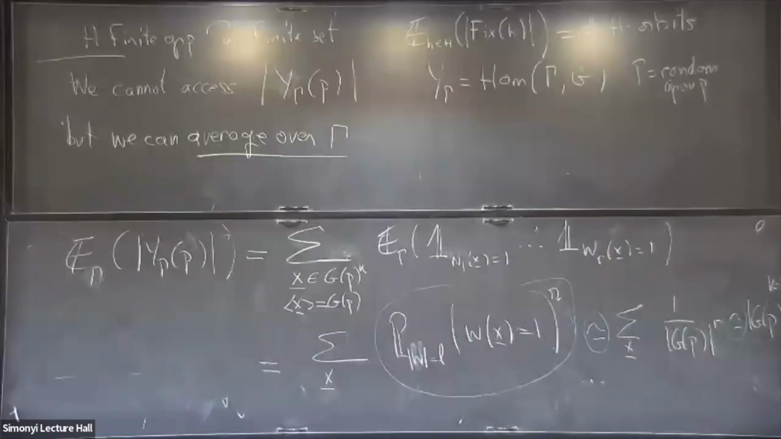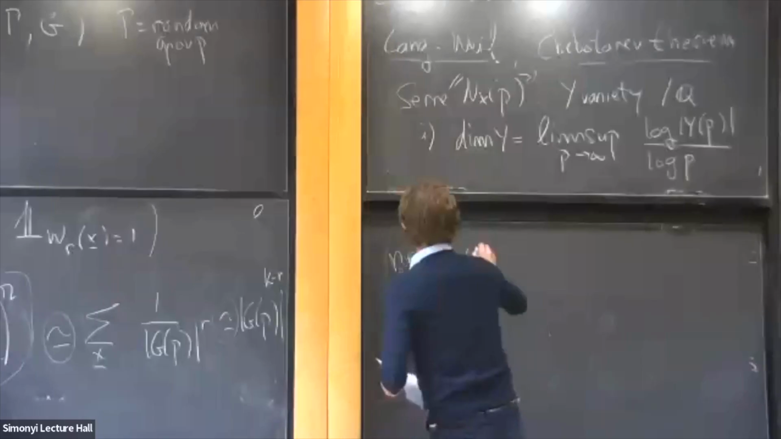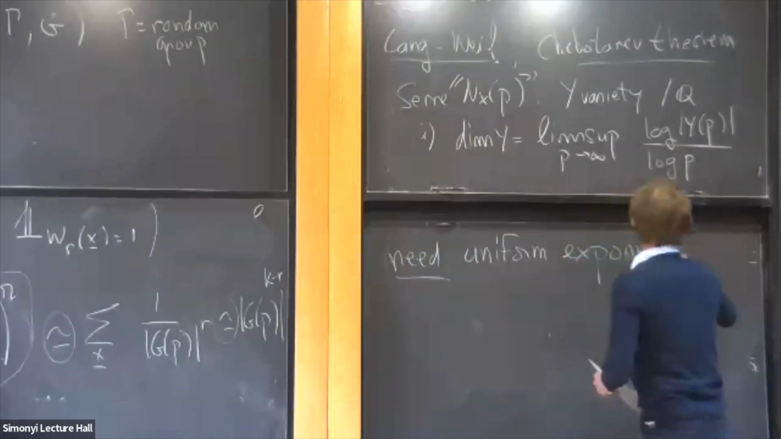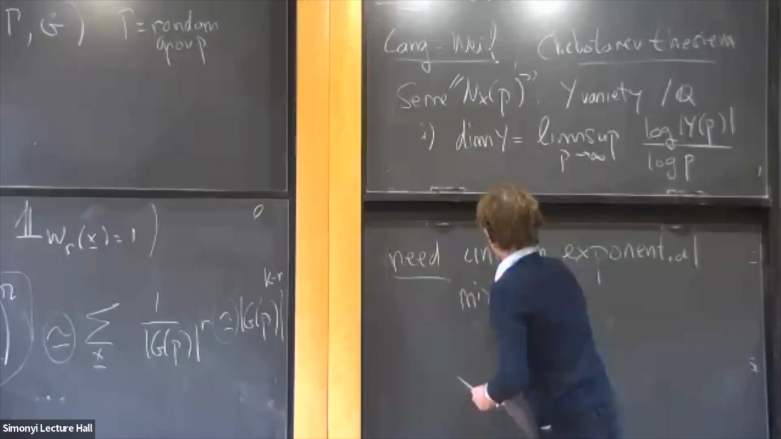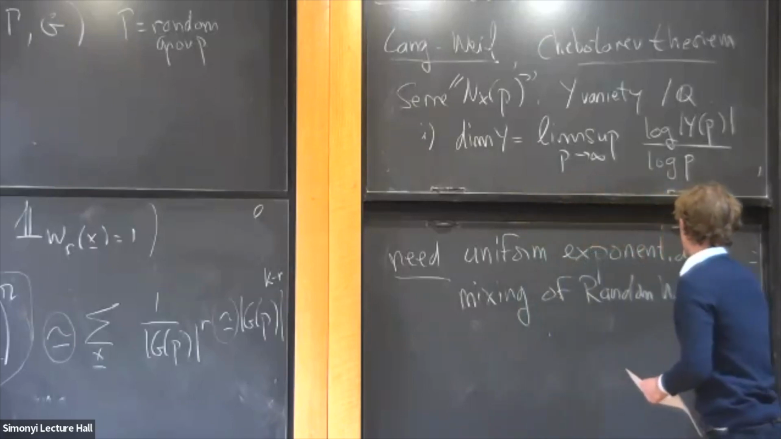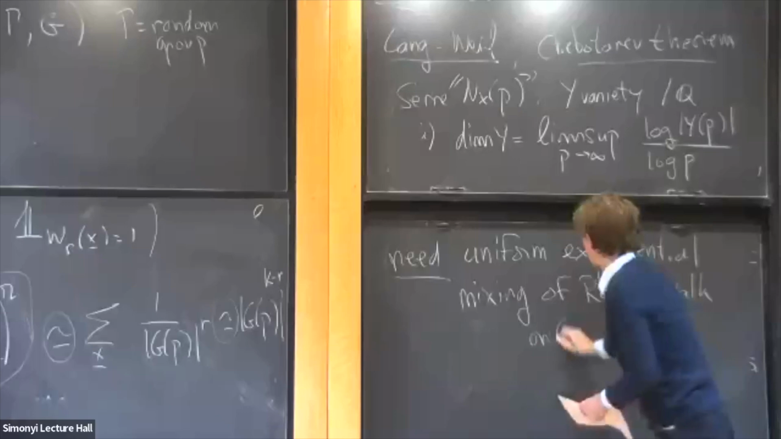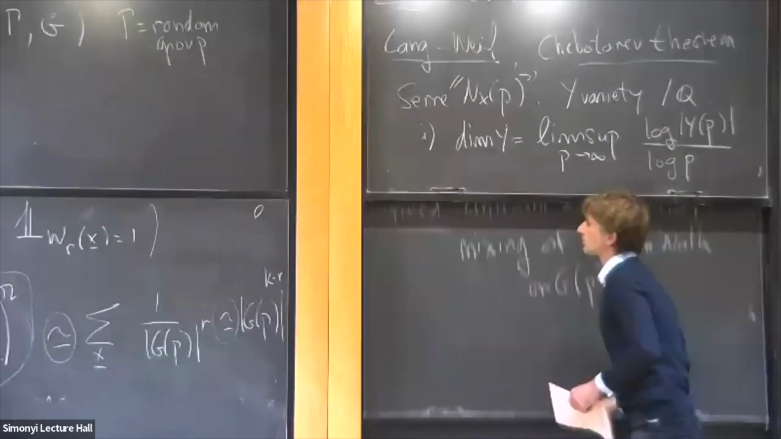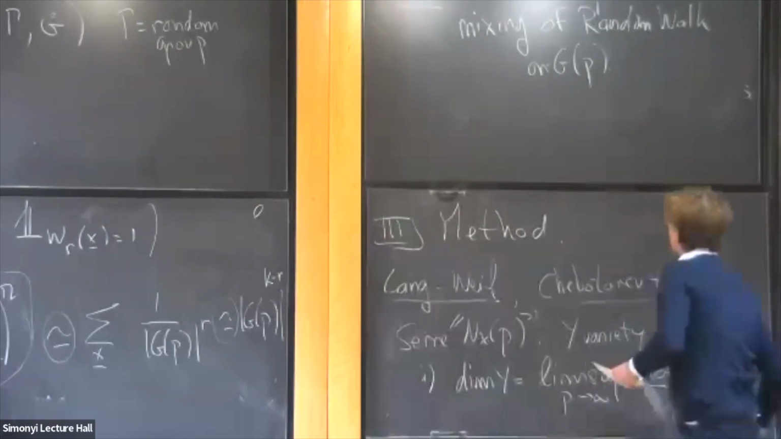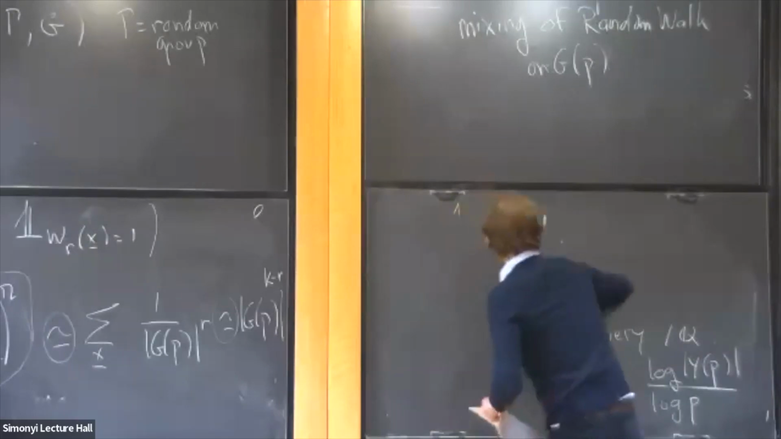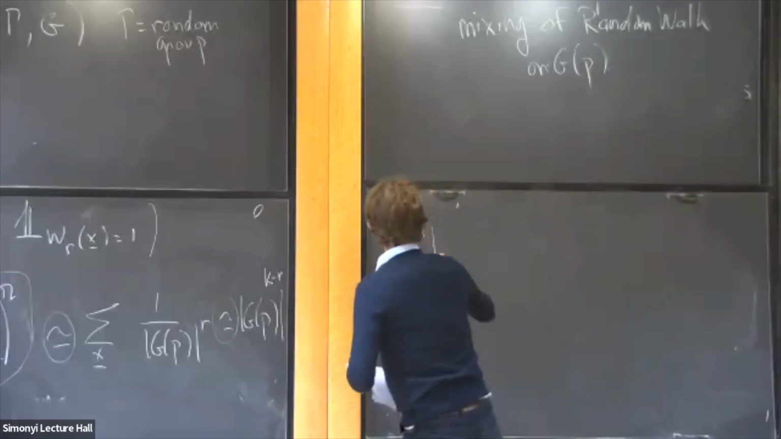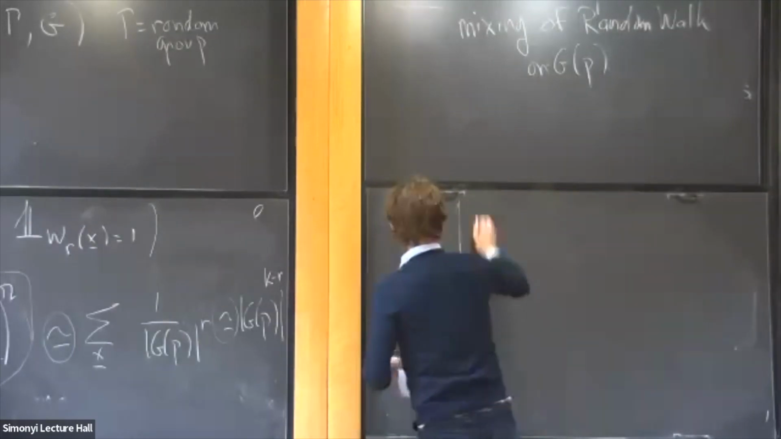And for this, you need uniform exponential mixing of random walks on G of P. So what do I mean by this? I mean that I need an estimate that is uniform in the generating set. So something like this.